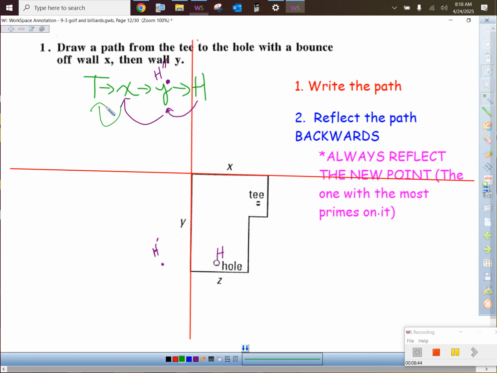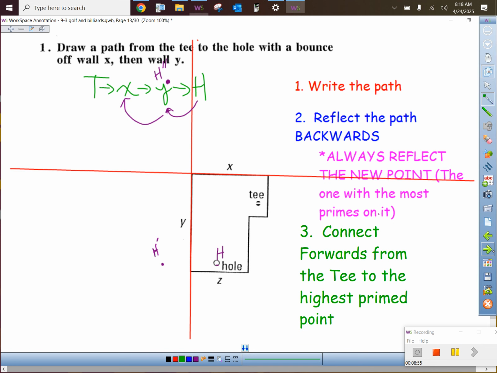We have to connect, and according to this, it says connect forwards. So you know how we just did this path backwards right here? We're going to connect forwards. That means we're starting here. Bing! Isn't T at the beginning? And we connect from T, don't do it yet, to the highest primed point.